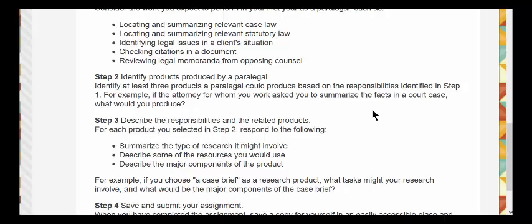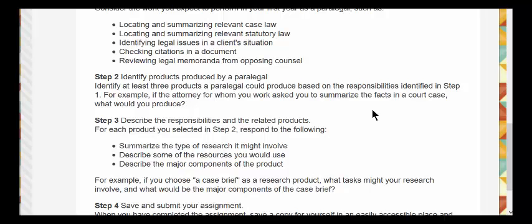So identify those documents, and they've asked you to identify three. And then step three, describe the responsibilities and the related products. So for each of those three, the case brief, the legal memorandum, the summary of legal issues identified in a particular client's situation, all going into some kind of document. You're going to take each of those and then describe.